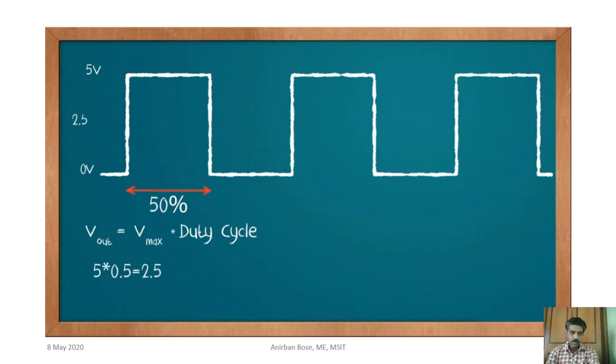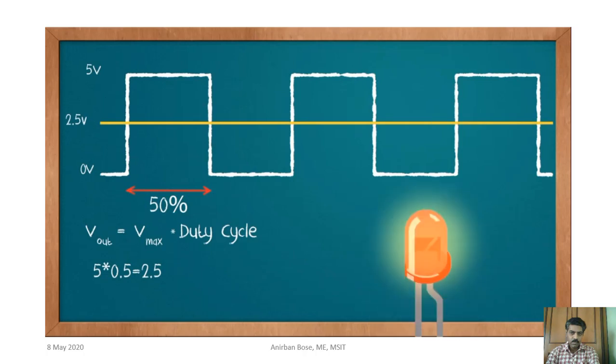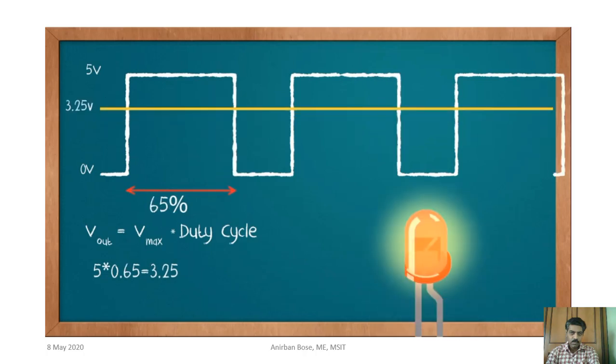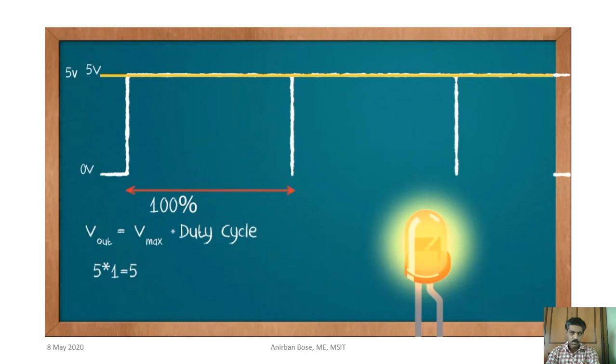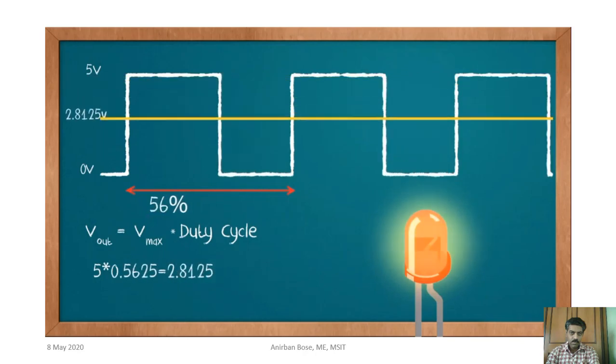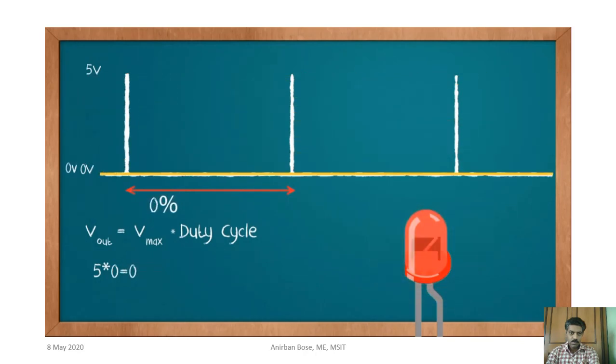Let's see what happens to the different components of the wave when I increase the duty cycle. As you can see, when I increase the duty cycle, the output voltage also increases. And when I decrease the duty cycle, the output voltage also decreases. Keep in mind that the output voltage can only oscillate between the minimum and the maximum of the PWM signal.